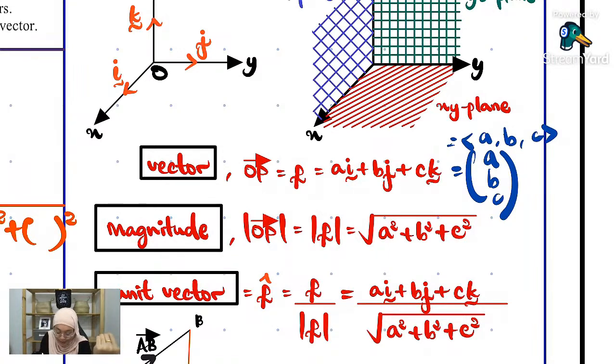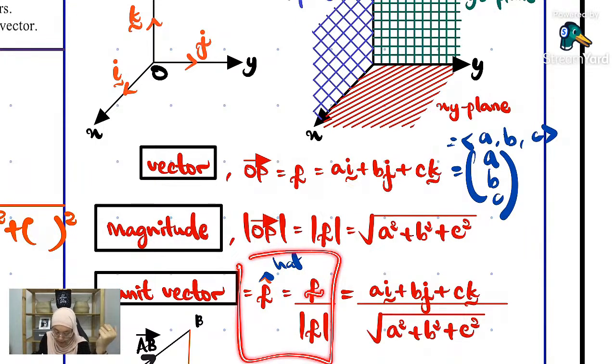Yeah, thank you. So this one is a unit vector. So unit vector dia mesti ada head. We call it head, p hat or any hat. Sebab dia ada head dekat atas simbol p tersebut lah. So yeah, the formula is the p vector itself.